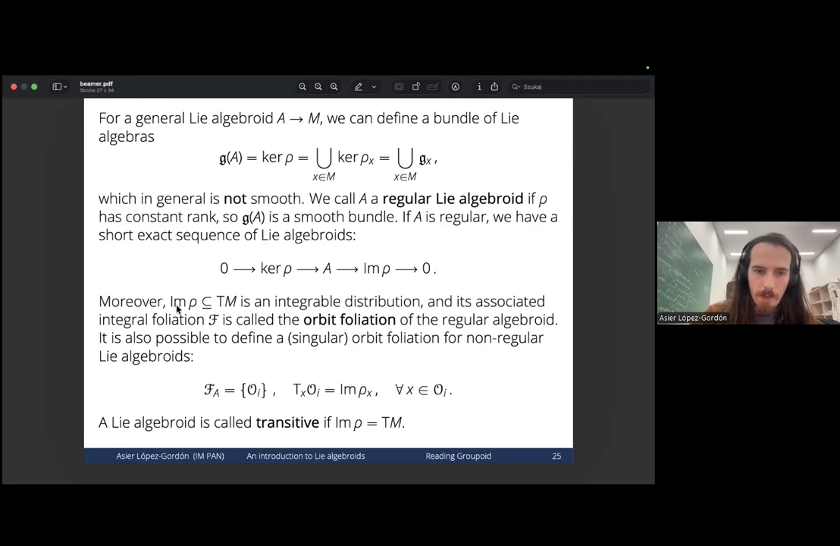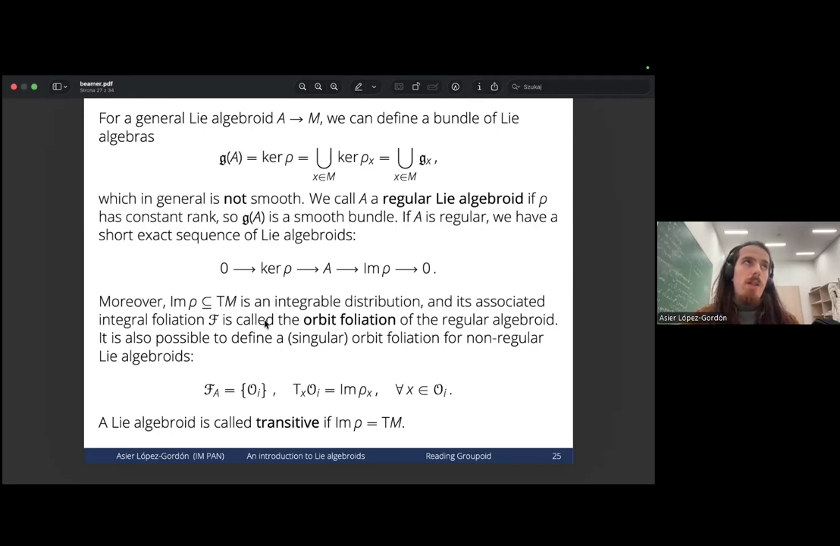And moreover, we can see that in that case, the image of the anchor is an integrable distribution, and its associated foliation will be called the orbit foliation of the regular algebroid. And if it's not regular, that is, if the rank of the anchor can change, it is also possible to generalize this notion.